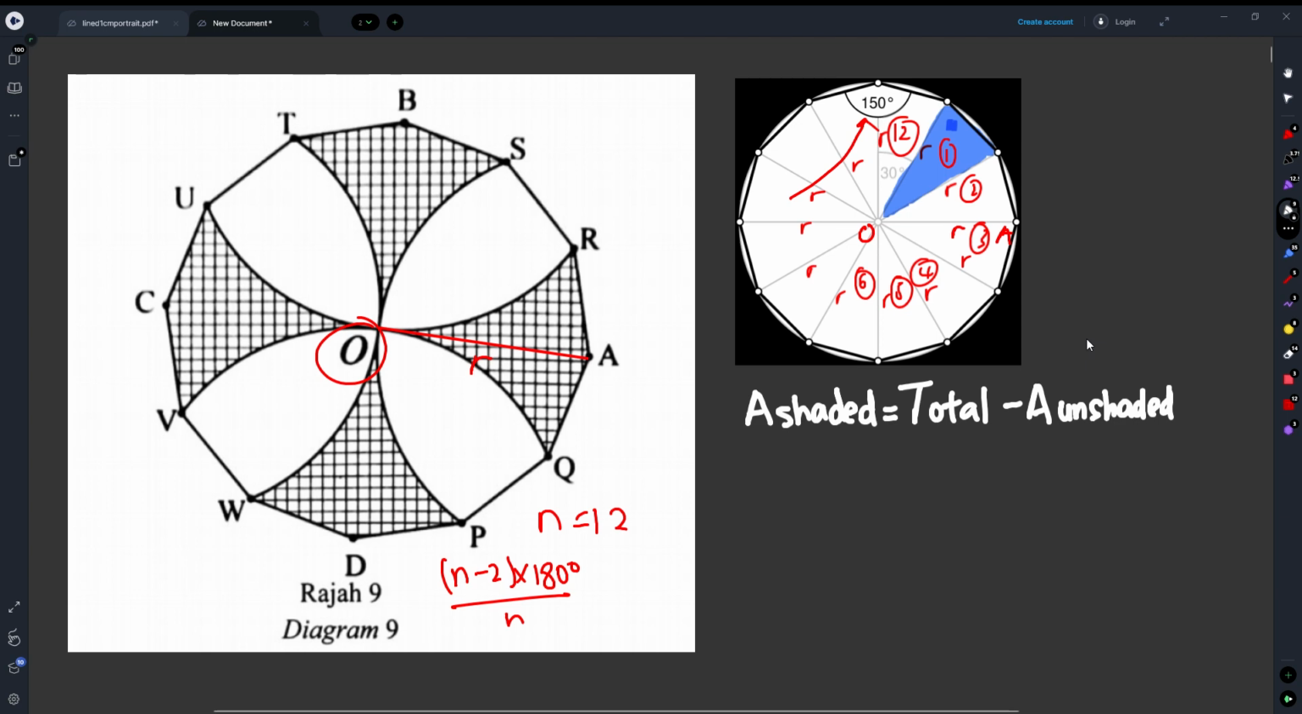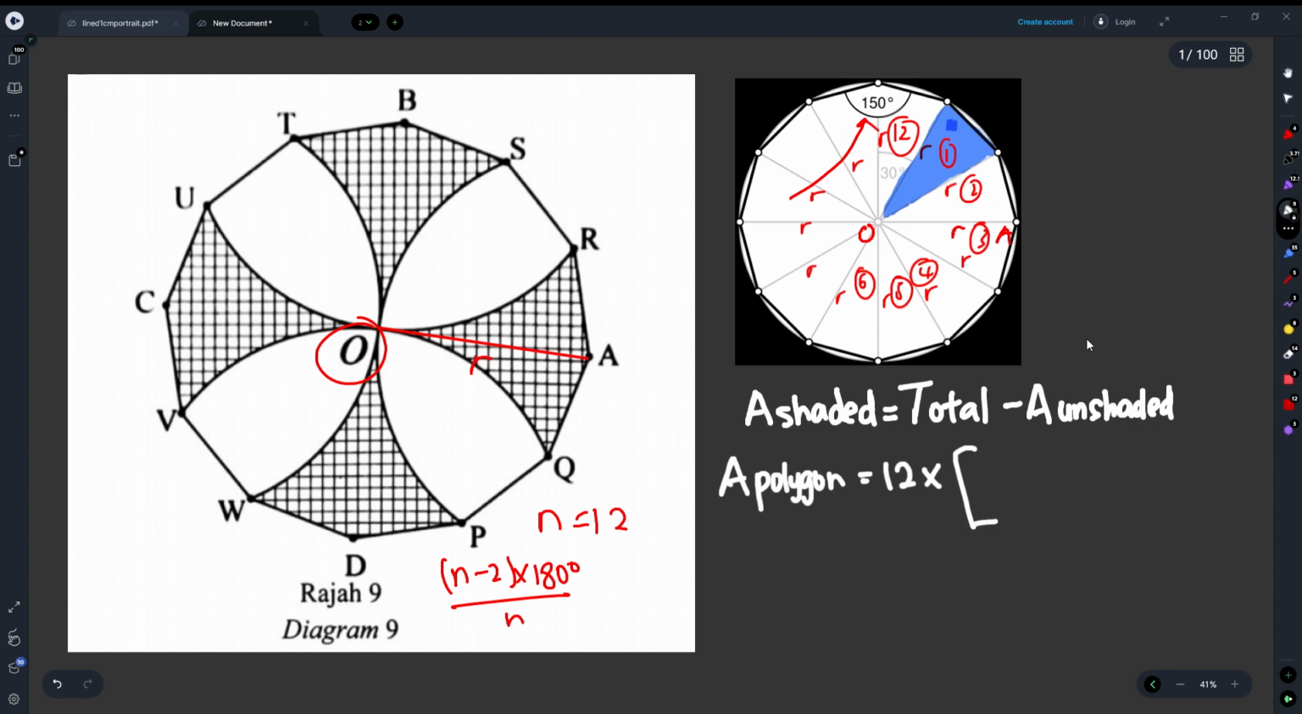So the total area of the polygon is equivalent to 12 multiplied by the area of one triangle. For the area of one triangle, I know the angle here is 30 degrees, because 360 degrees divided by 12 is equal to 30 degrees. So every angle will be 30 throughout. The length here is R, and the length here is R. So we're going to use the formula for area from solution of triangles: 1/2 R squared sine theta, where theta is 30 degrees.